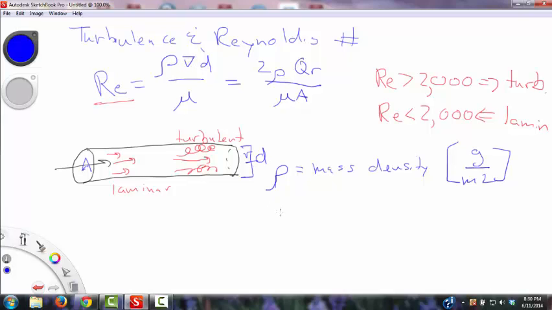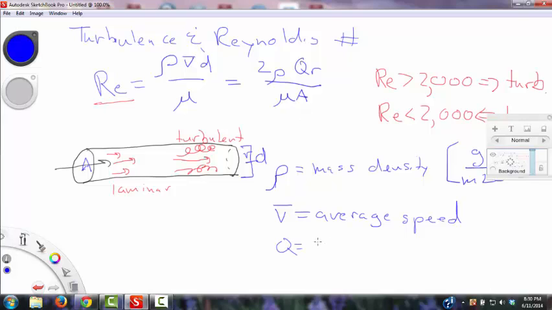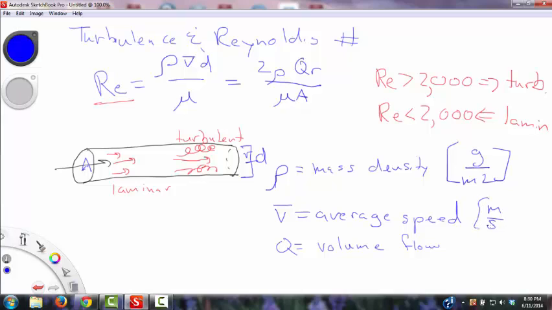V bar is the average speed of fluid flowing through this pipe, and the volume flow. So speed will be something like meters per second. Volume flow will have something like milliliters per second, because this is a volume divided by unit time.